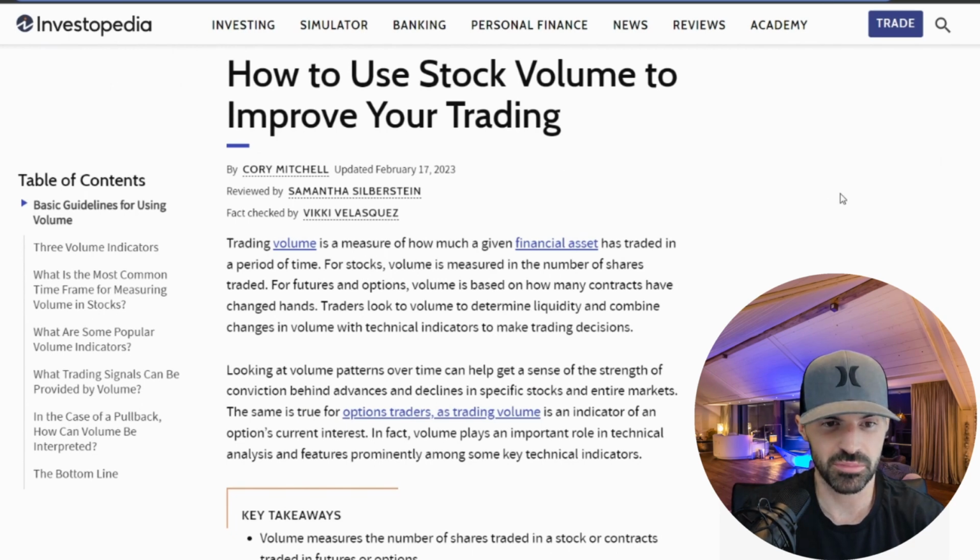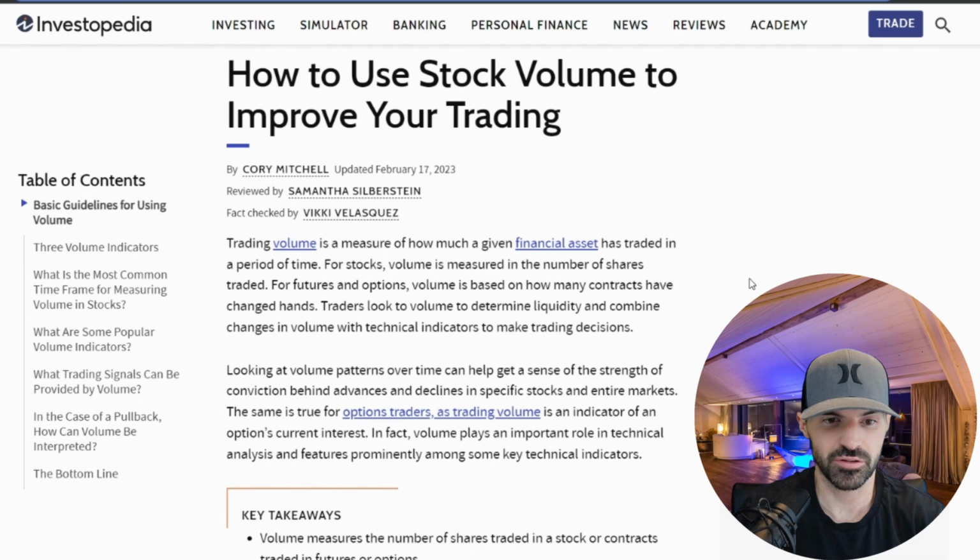Trading volume is a measure of how much a given financial asset has traded in a period of time. For stocks, volume is measured in the number of shares traded. For futures and options, volume is based on how many contracts have changed hands. Now, in terms of cryptocurrency, it would be the amount of coins that have been bought or sold.